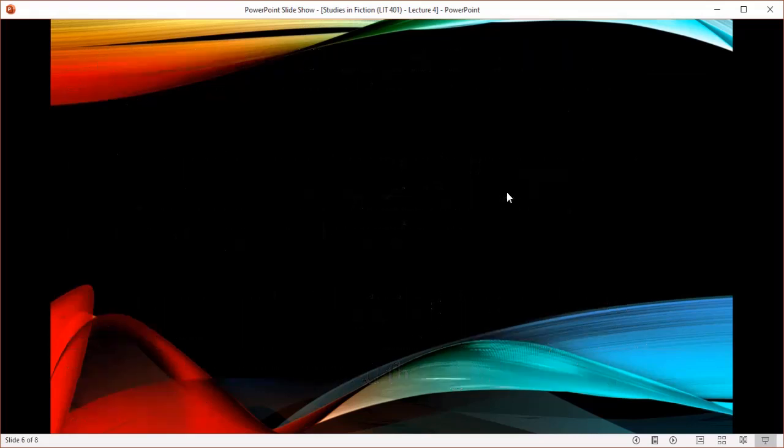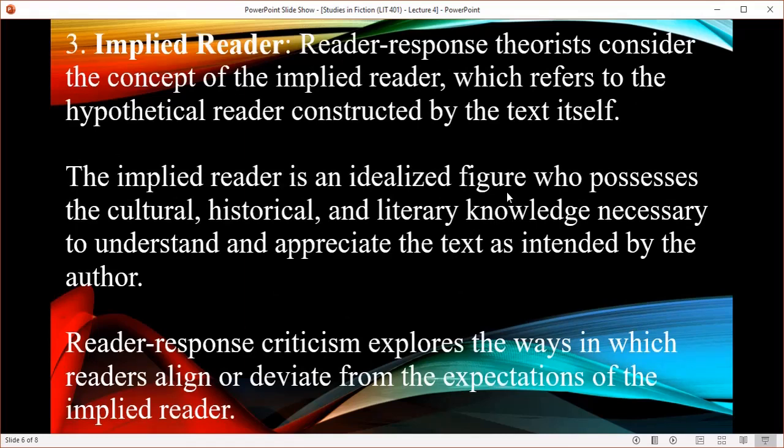Another principle under this approach is the implied reader. In this case, theorists or analysts consider the concept of the implied reader to be a hypothetical reader.